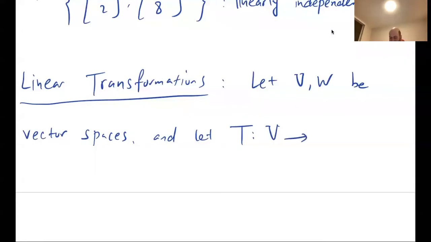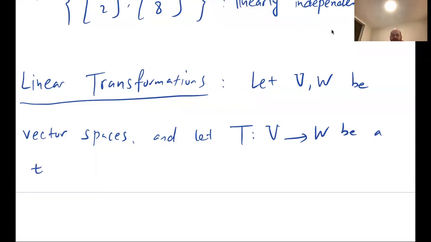T from V to W is a transformation, and transformation here means a function.